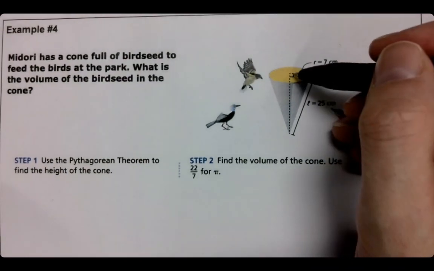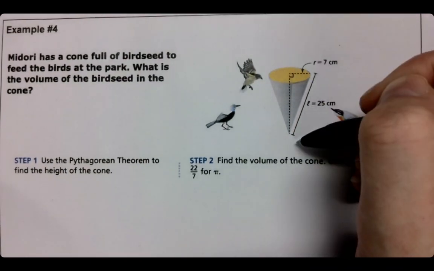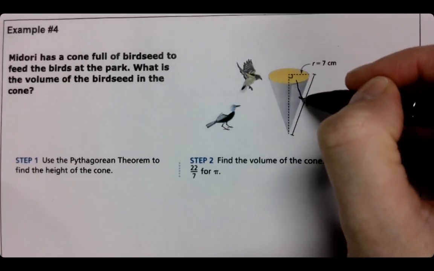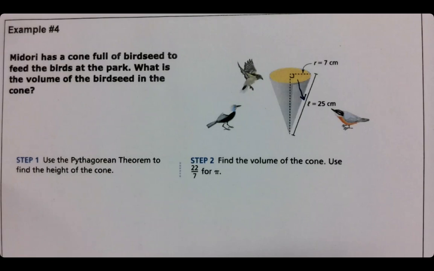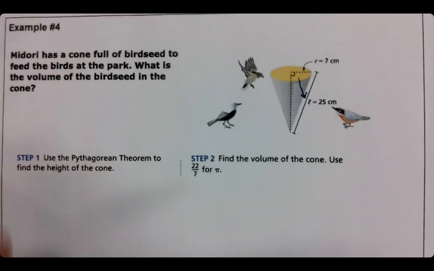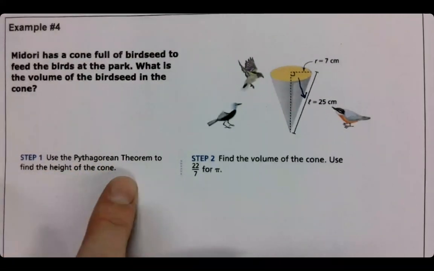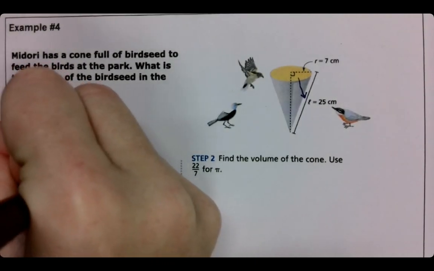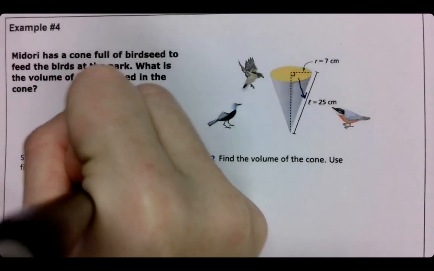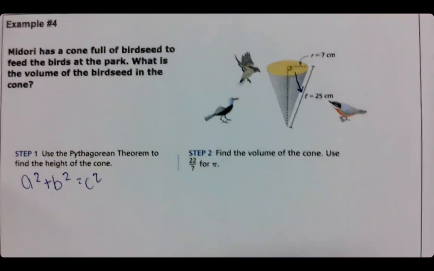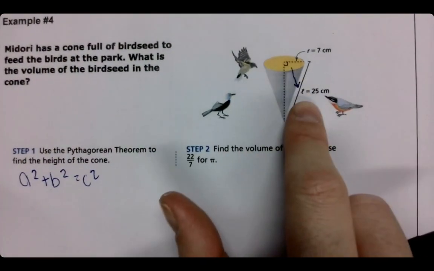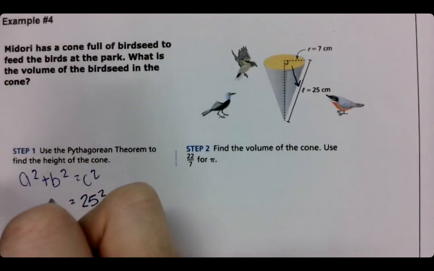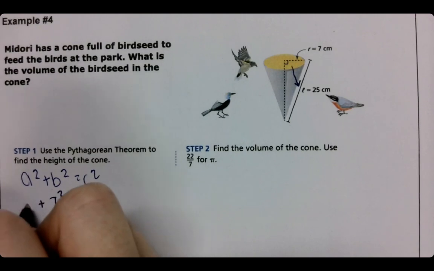So notice how on this one we have our right triangle. Notice also how we have what's called the slant height, which is also our hypotenuse. So what it says is, use the Pythagorean theorem to find the height of the cone. So we are bringing back our a squared plus b squared equals c squared. Our c is 25. We'll say b is 7, and we'll say we are finding a.